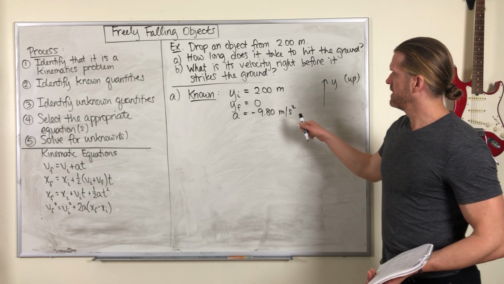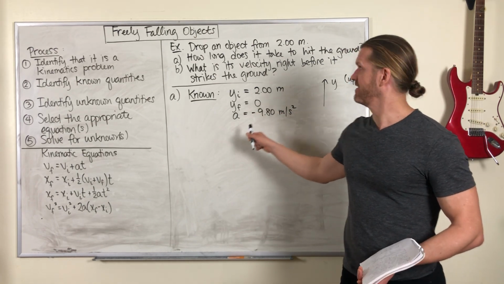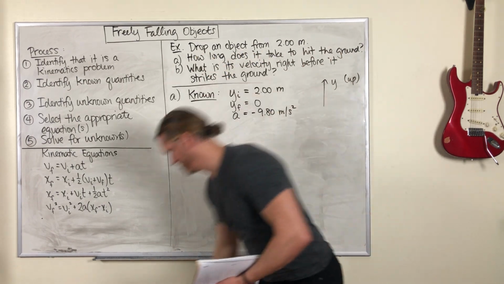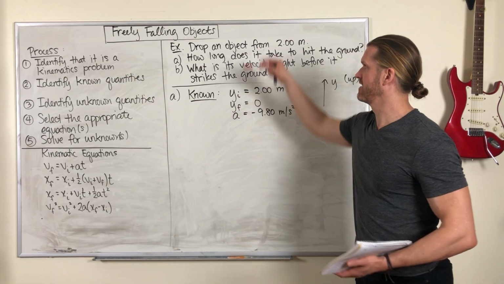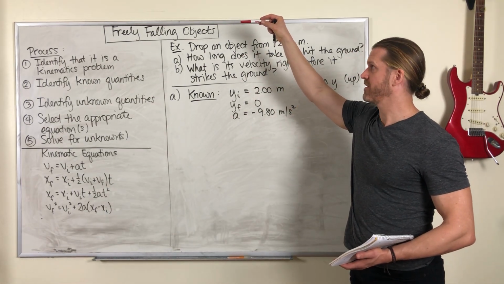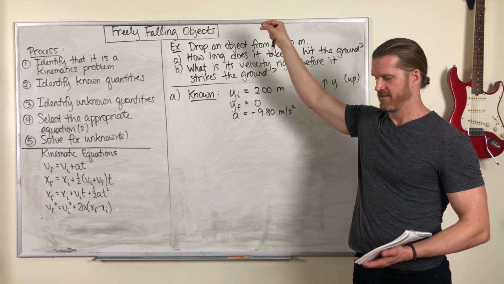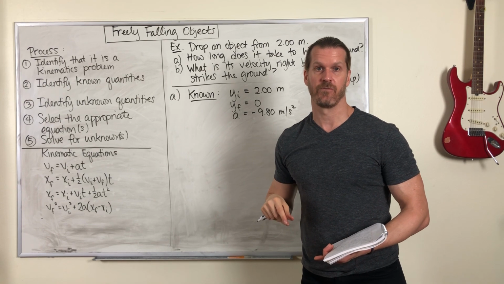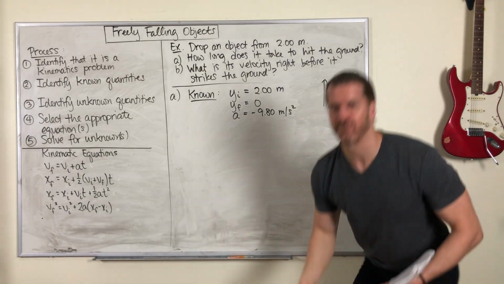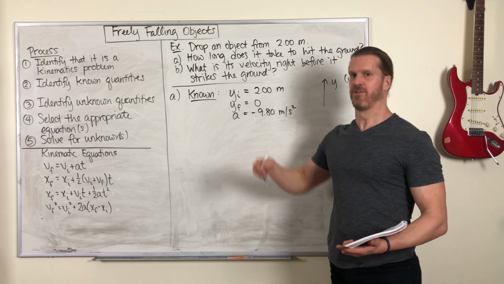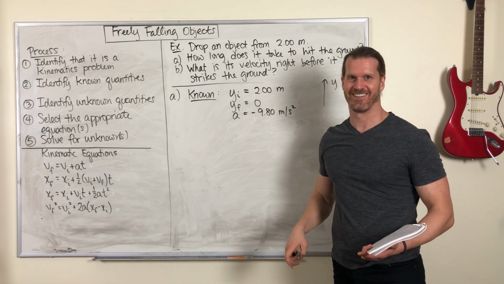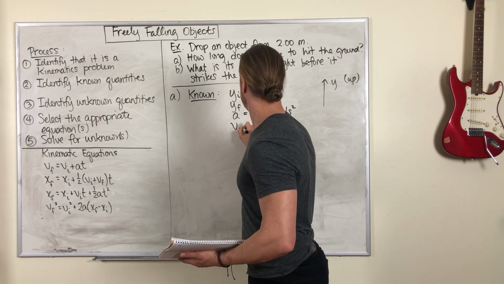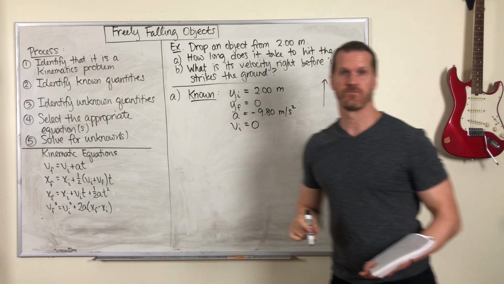Now, we do know one more thing. We know that from this word drop. When I drop an object, I let it go from rest. It has an initial velocity of 0. That's different from throwing an object up or throwing an object down. Drop implies v initial equals 0.